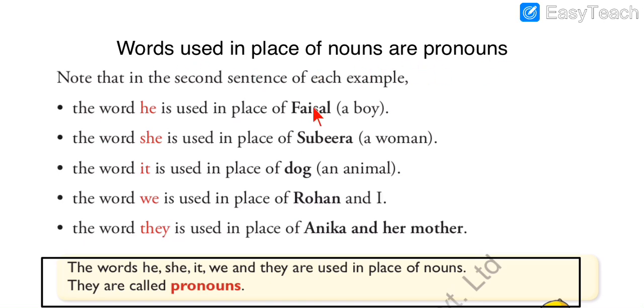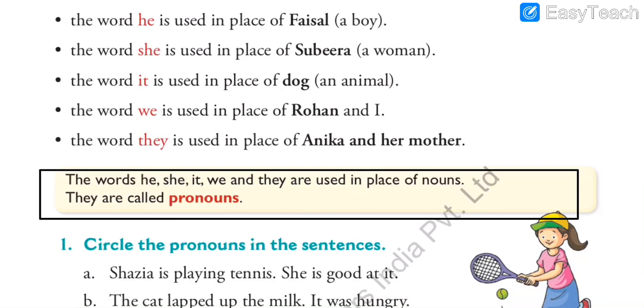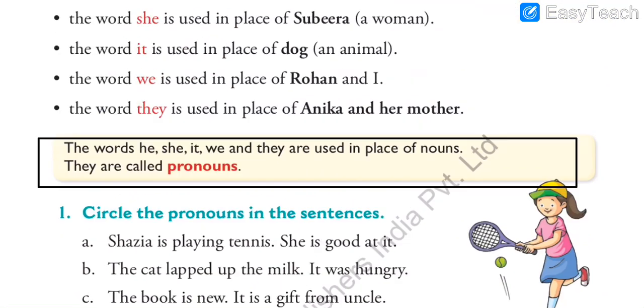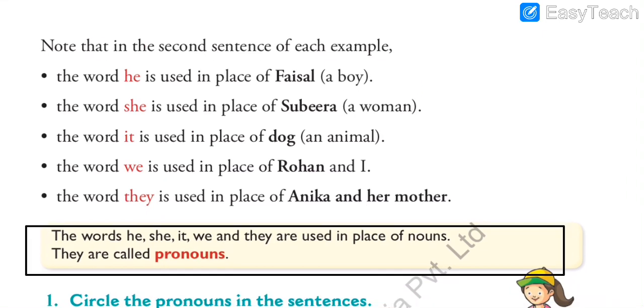So instead of Faisal, he was written. Faisal is a noun, a proper noun, and instead of that he was used, so he is a pronoun, because if a word is used instead of a noun, it has to be a pronoun. This is what the definition says, correct? So simply, I hope that you understand. Again, let me give you one example.